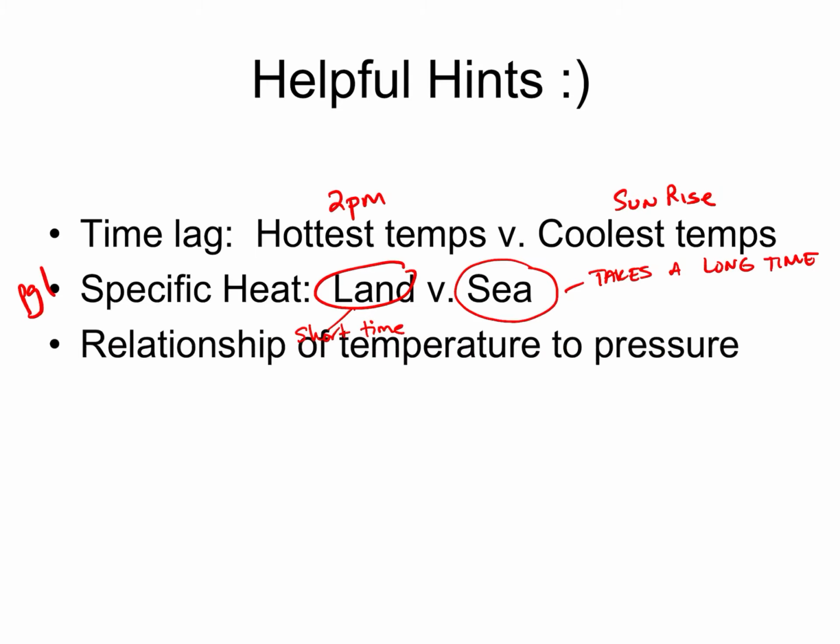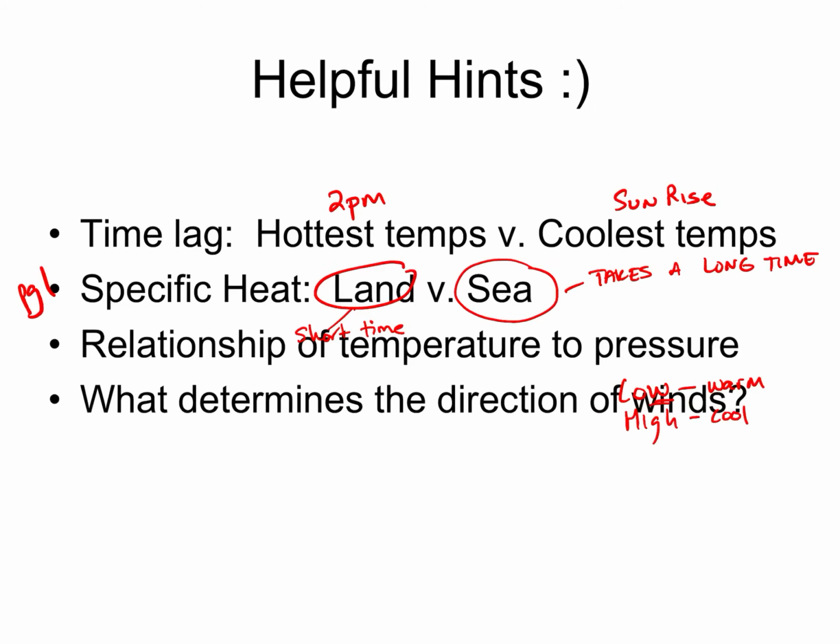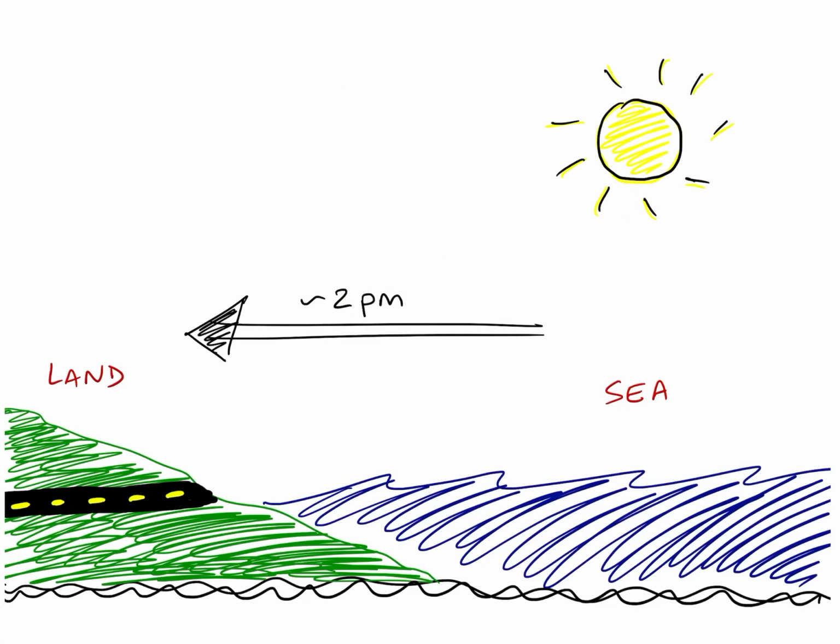Then our relationships between temperature and pressure. So we know low pressure is going to be your warmer temperatures, and your high pressures are going to be your cooler temperatures. Next, what determines the direction of the wind? They go high to low. All right, so let's get into it.